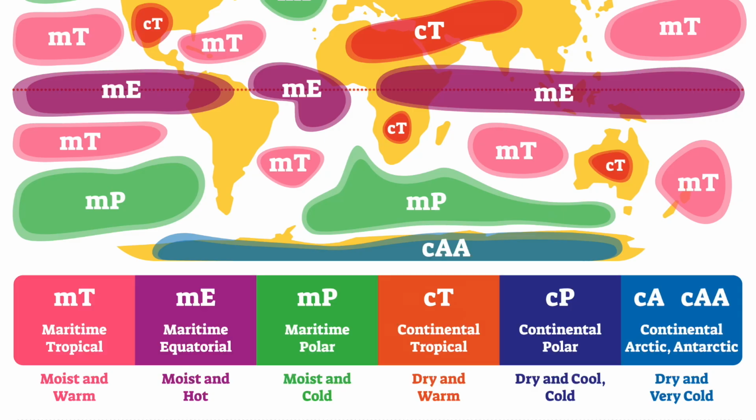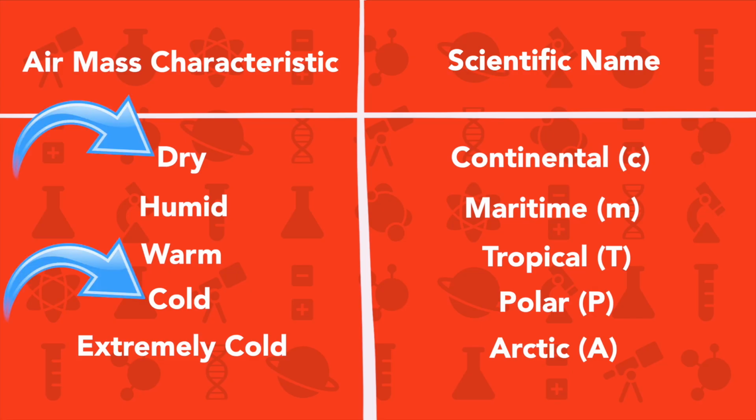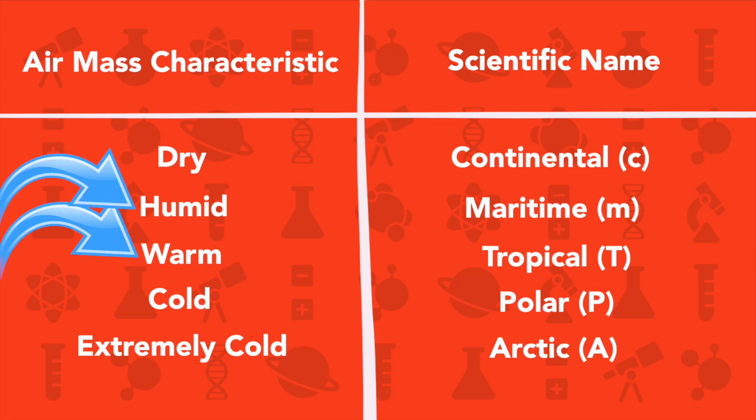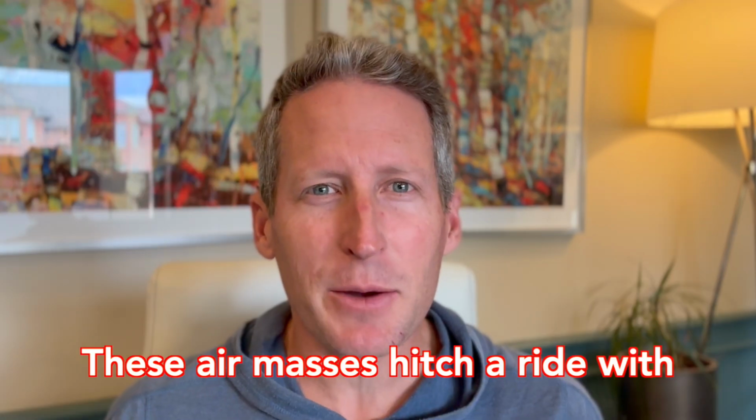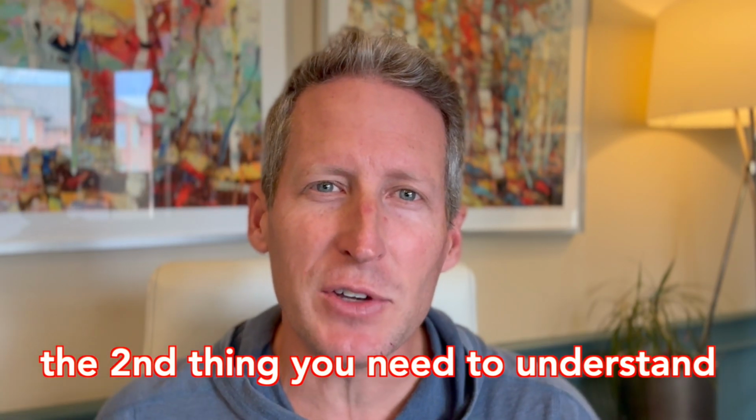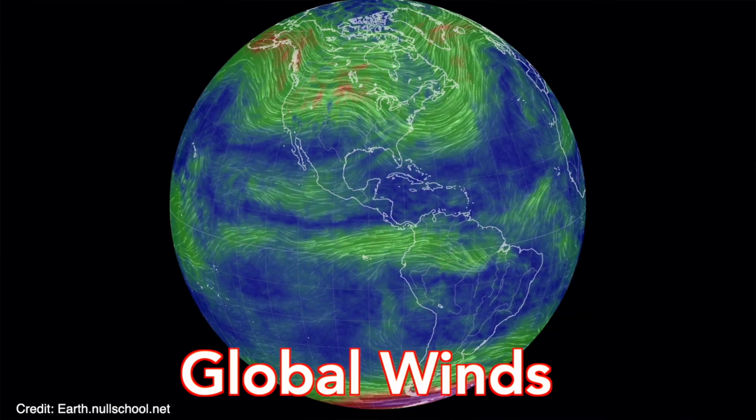Pair a moisture content with a temperature, and you have yourself an air mass. For example, if it's dry and cool, we call that continental polar, and if it's warm and humid, it's maritime tropical. Just calling it dry and cool would be boring, so scientists decided to spice it up a little bit with some new vocab. And these air masses hitch a ride with the second thing you need in order to understand the weather: global winds.